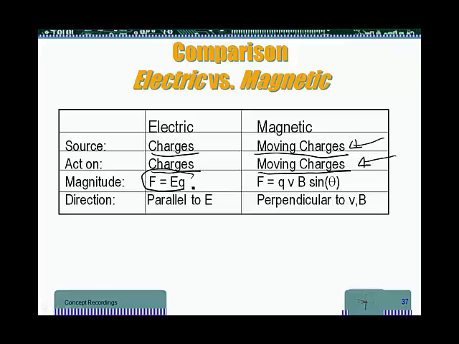The magnitude of the electrical force, magnitude, this is absolute value, is Q times E. The magnitude of the magnetic force is QVB sine theta, where theta is the angle between V and B. Remember, that's the magnitude. Now, for the direction, in the case of electrical forces, the electrical force is parallel to E. It's going to be either in the same direction as E if the charge is positive, opposite to E if the charge is negative.